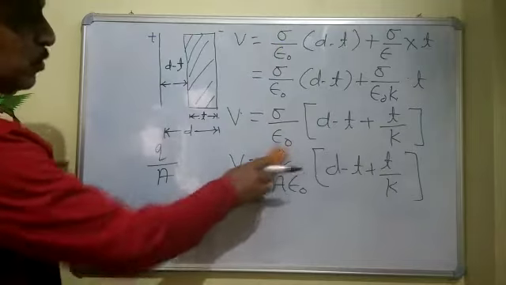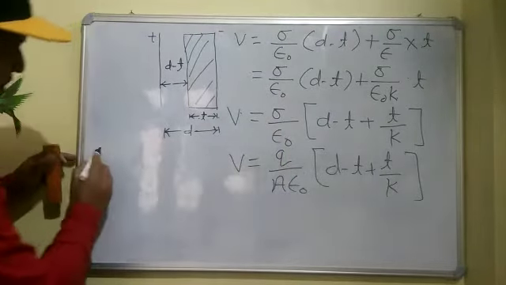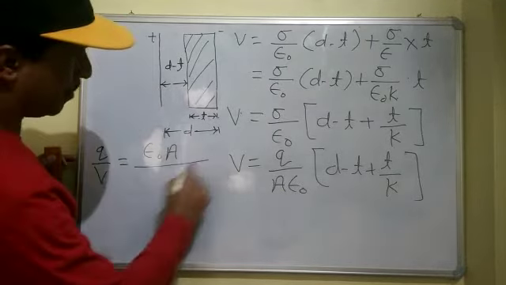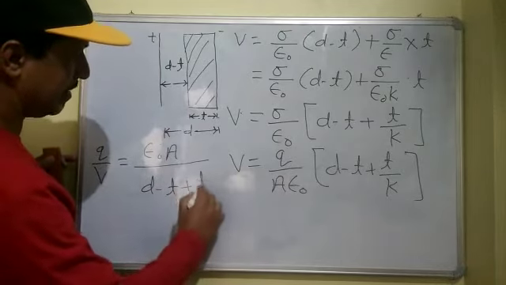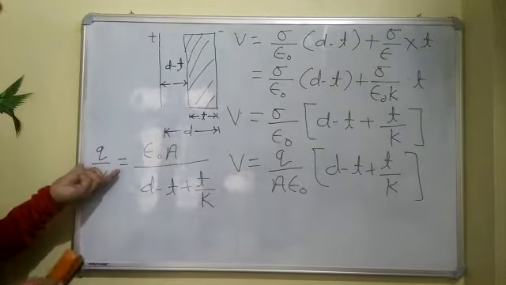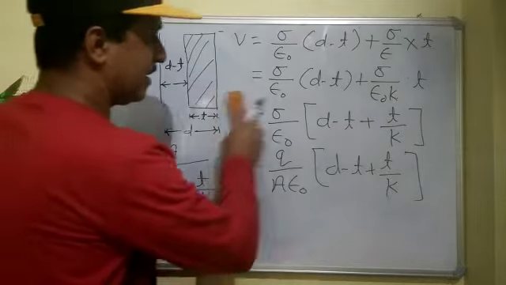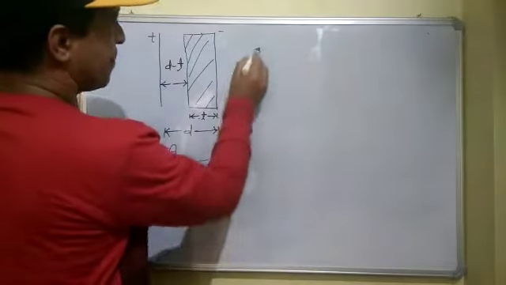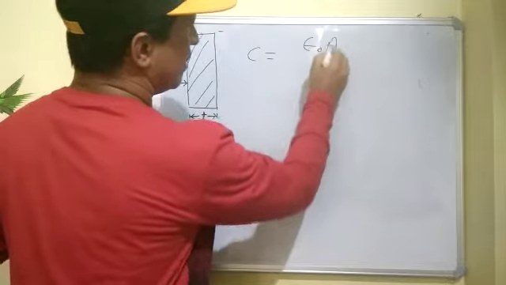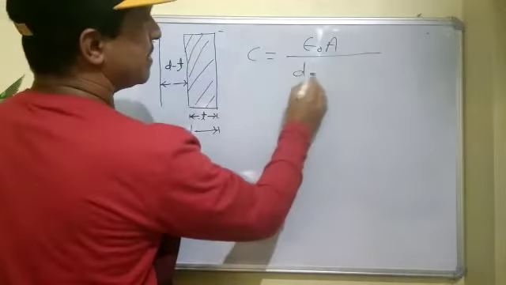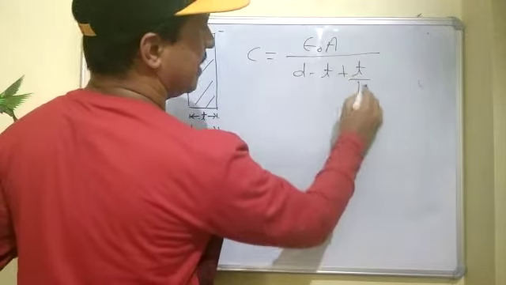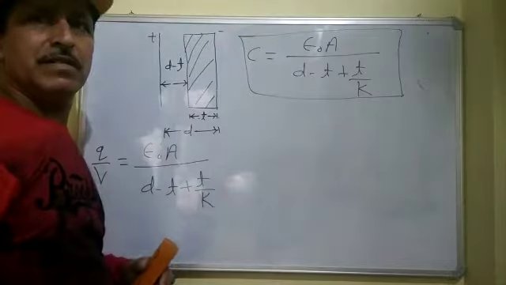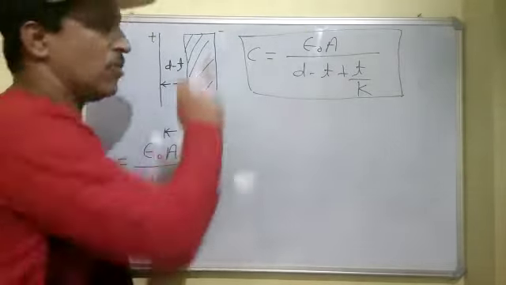This gives Q upon V equal to epsilon 0 A upon D minus T plus T upon K. But Q upon V is the new capacitance of the capacitor. So now the capacitance is C equal to epsilon 0 A upon D minus T plus T upon K. This is the general expression for the capacitance of a capacitor.